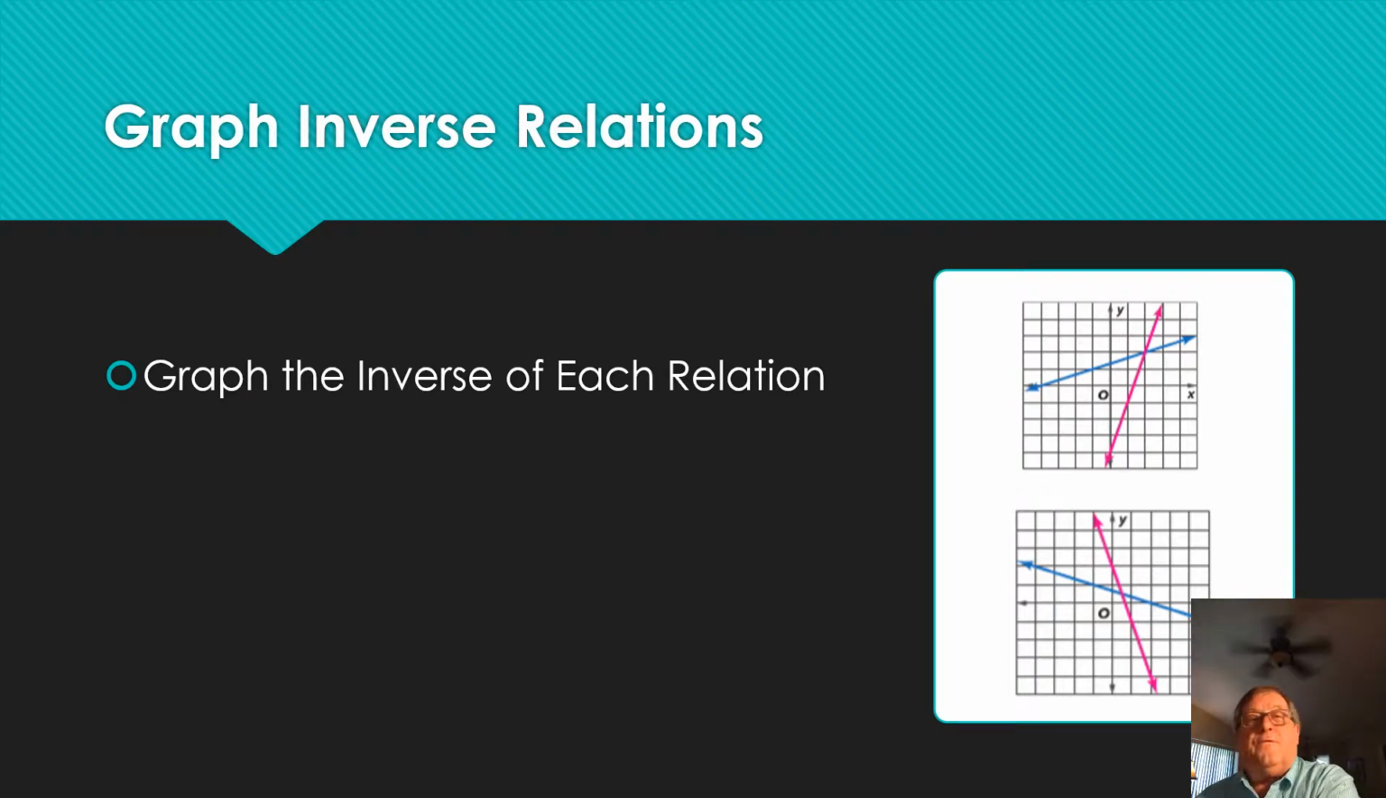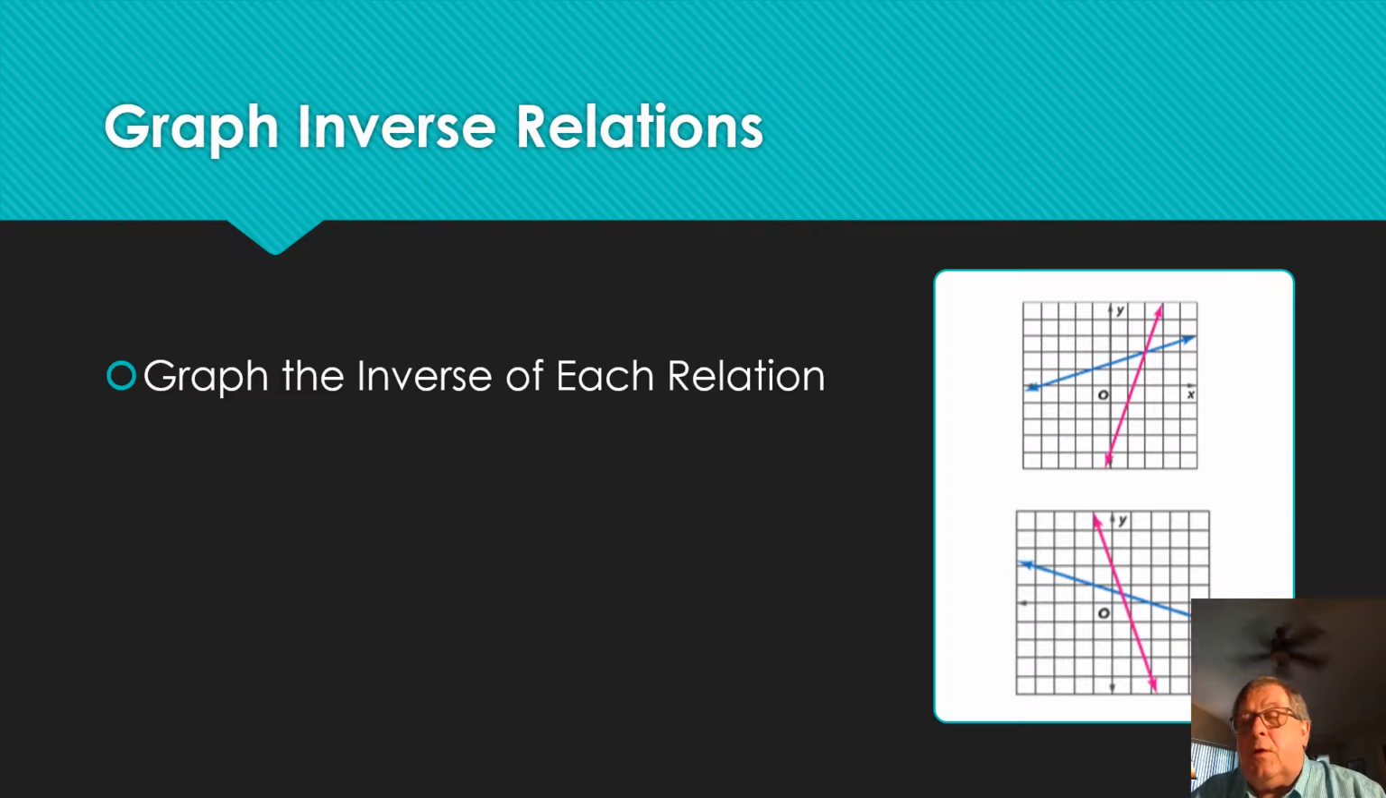When we considered inverse relations as it relates to ordered pairs and also from a table of values, and now we're going to look at the graphs of inverse relations. And while the instructions say to graph the inverse relation, it's actually already graphed. Let's just say that the blue line is the function and the red is the inverse.